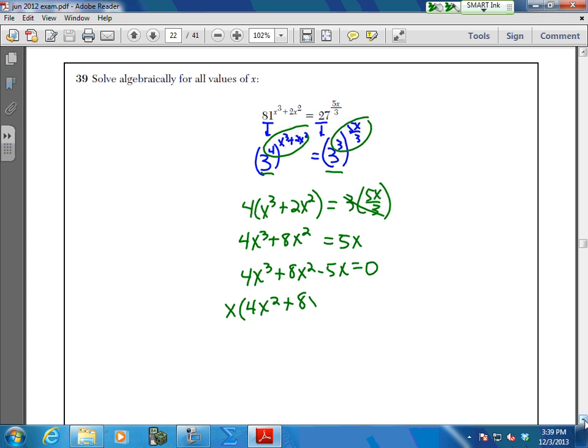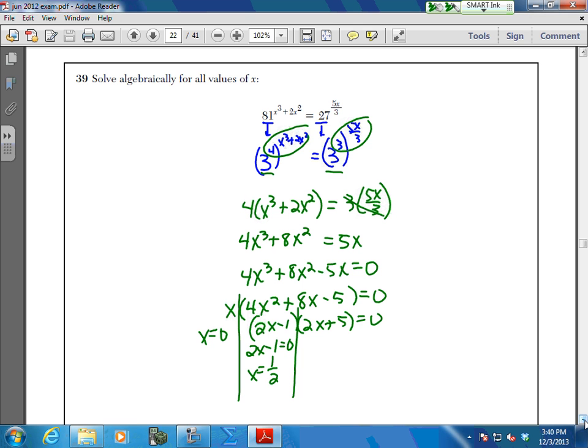And then we can get it more manageable into a quadratic. So x is going to be 0. That's one of your roots. Then you're going to factor this. And it factors to 2x minus 1, 2x plus 5. Set those equal to 0. Set this one equal to 0. And make sure you give your answer, and then make sure you check them all. These should work.